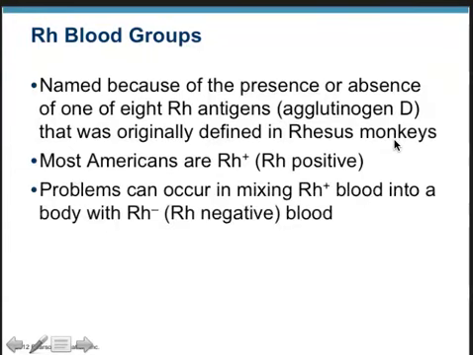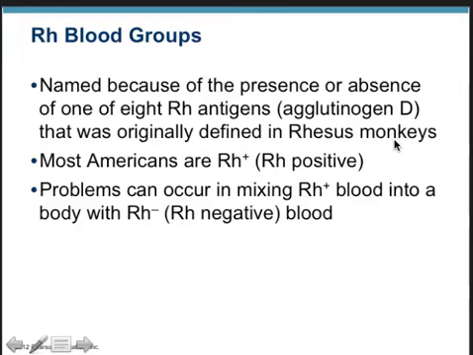The problem with Rh incompatibility is that we have to take note of the fact that Rh negative individuals can develop antibody against the Rh antigen if they've been exposed to it one time. This can happen as a result of a mismatched blood transfusion, where an Rh negative individual gets Rh positive blood. And it can also happen in the scenario of an Rh negative mother who is pregnant with an Rh positive child.